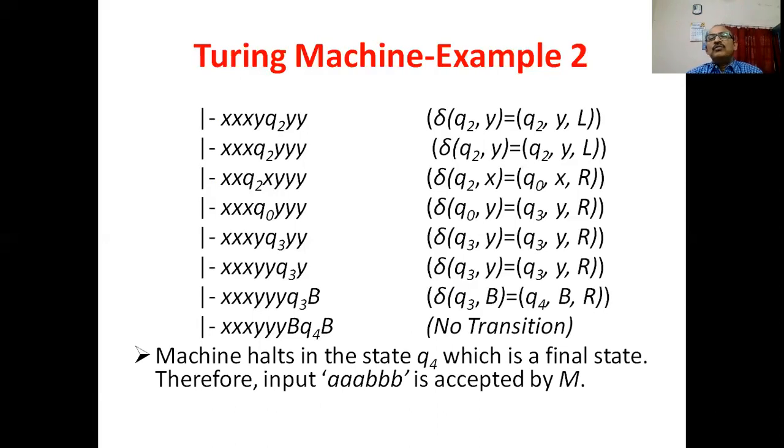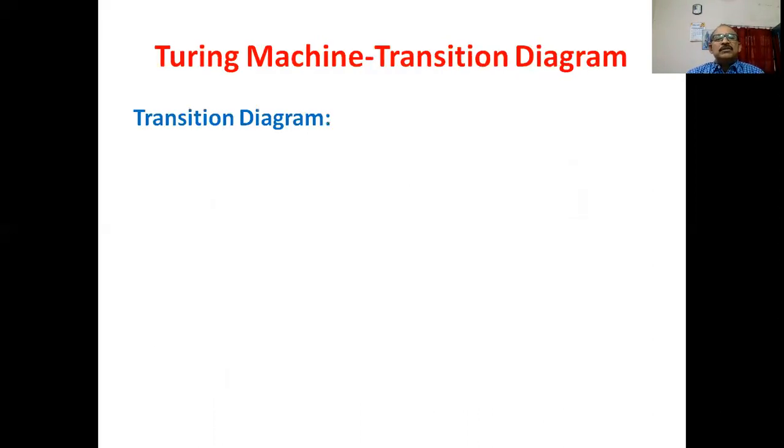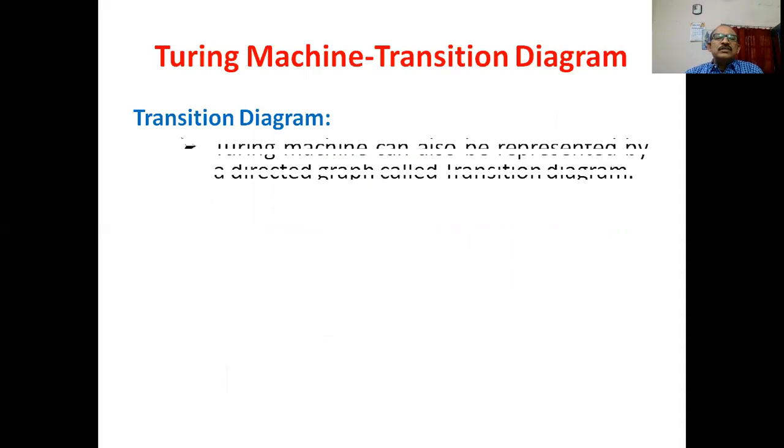So this way you can understand how a Turing machine works when an input is given to the machine. Next is how we make a transition diagram. A Turing machine can be represented with the help of a transition diagram. What is a transition diagram? A transition diagram is a directed graph.